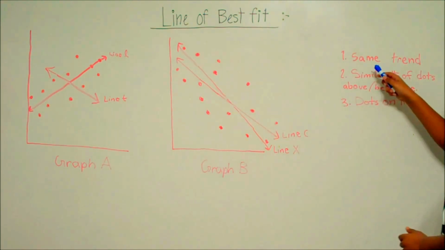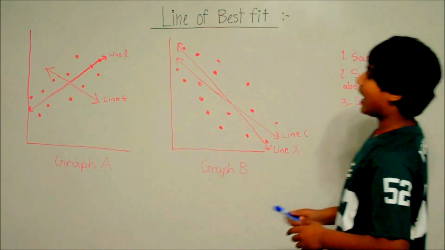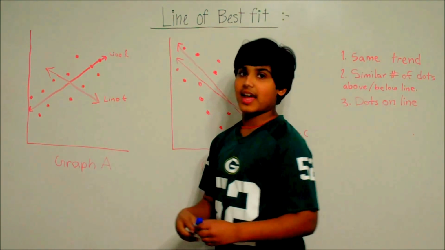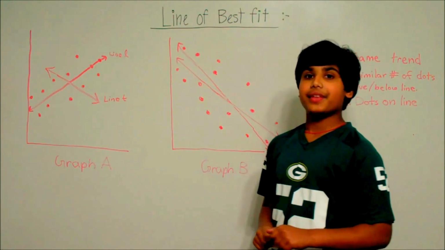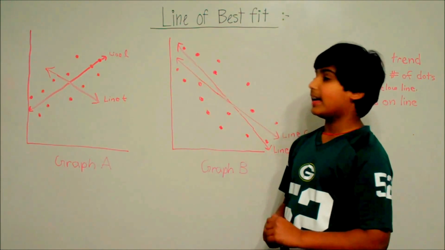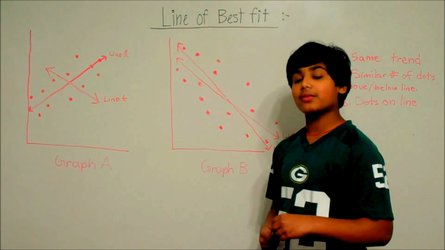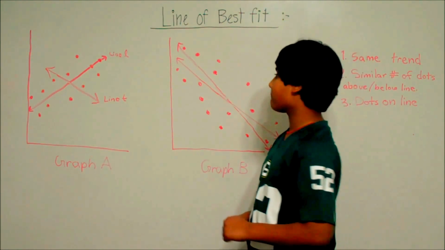The first guideline is to have the same trend as the dots. So the line goes the same direction as the dots are going. If the dots are going upwards, then the line has to go upwards at the same rate. If the dots are going downwards, then the line has to go downwards at the same rate.